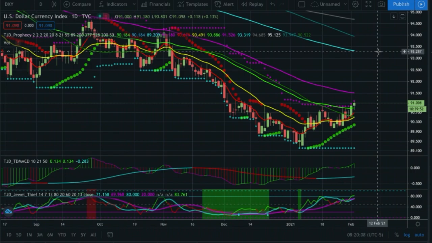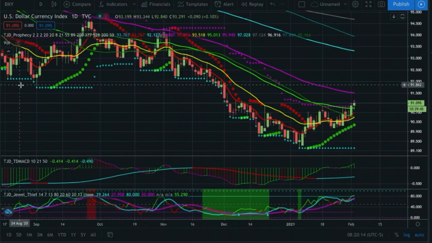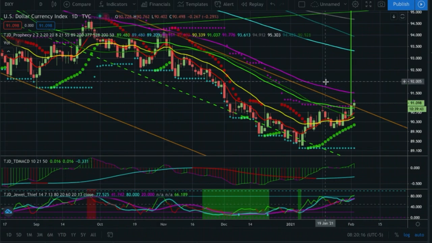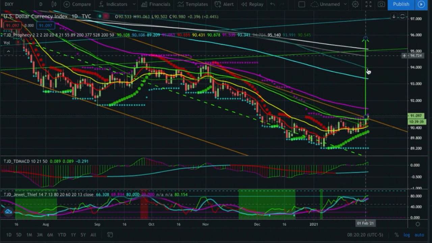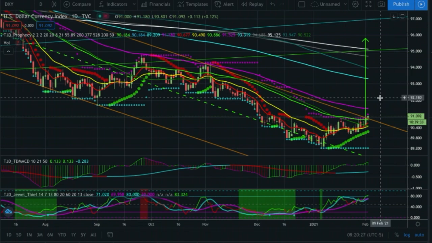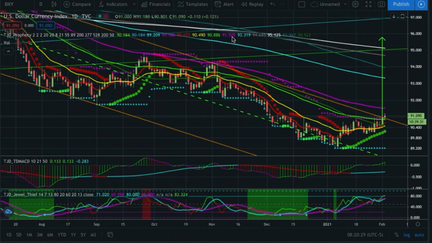Continuation to the 200 exponential would be $93 and some change, and $94 lines up with our 200 simple moving average, which once again are definite potential targets to the upside. We could easily have an underperforming measured move and then come back down here and sell back off as another stimulus deal is passed, etc.